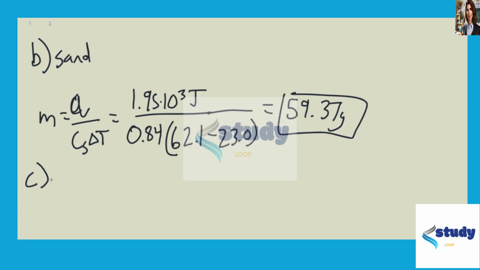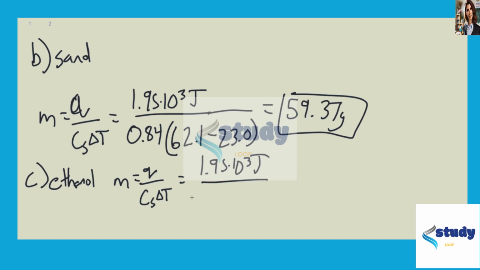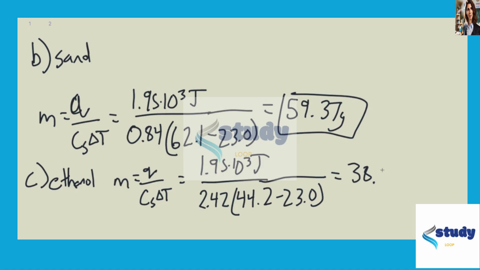So for letter C, this time we have ethanol. And so again, we use the same equation, m equals Q over Cs delta T. Our Q remains the same. And now our specific heat is 2.42. That's what it is for ethanol. And our final temperature is 44.2. Subtract our initial temperature to get our temperature change. And when we do this, we get a mass of 38.01 grams.